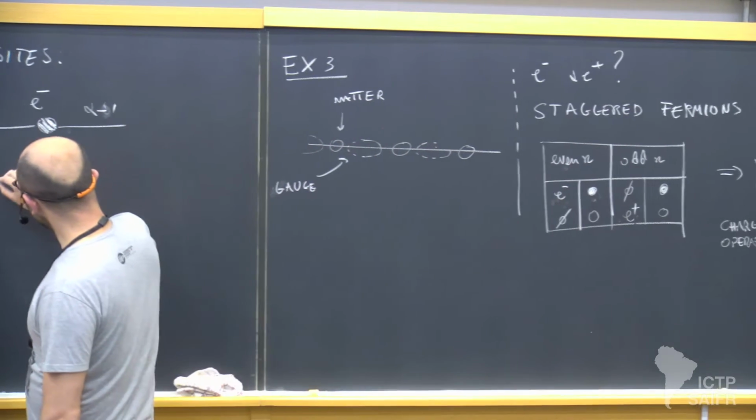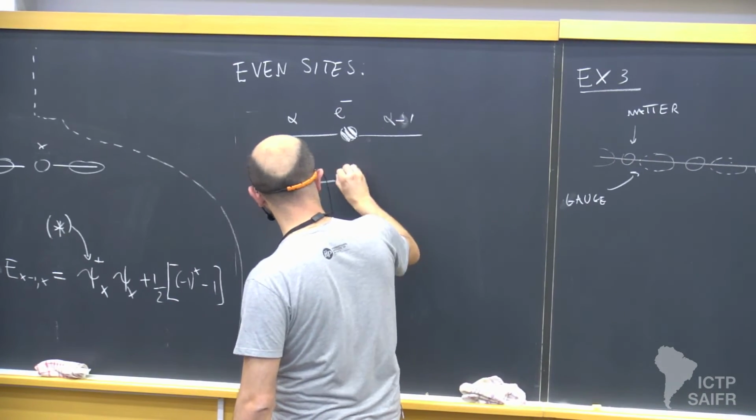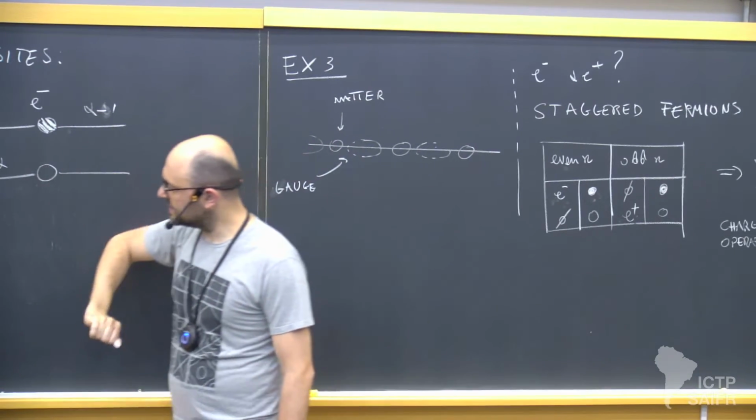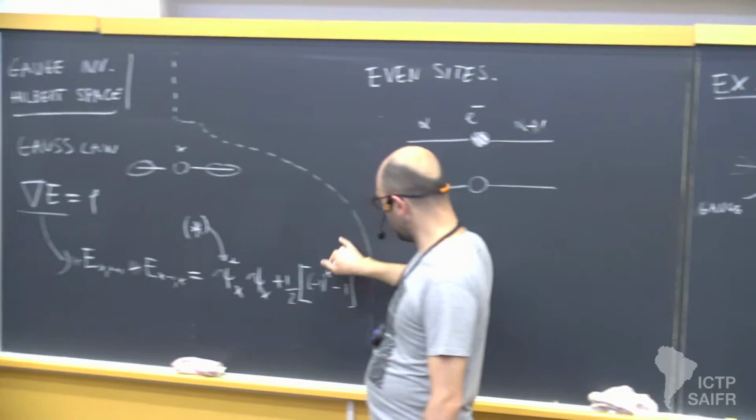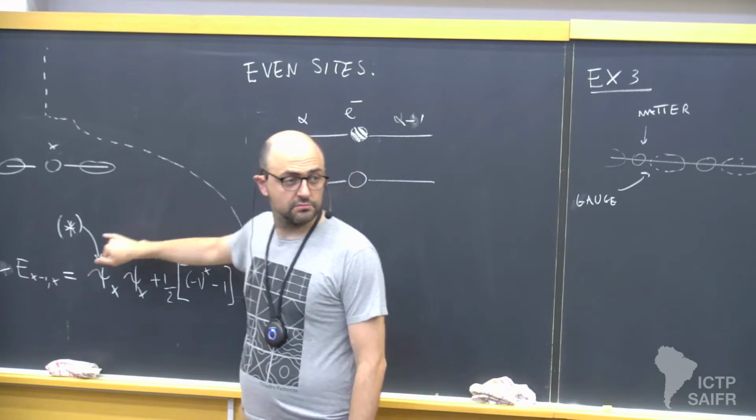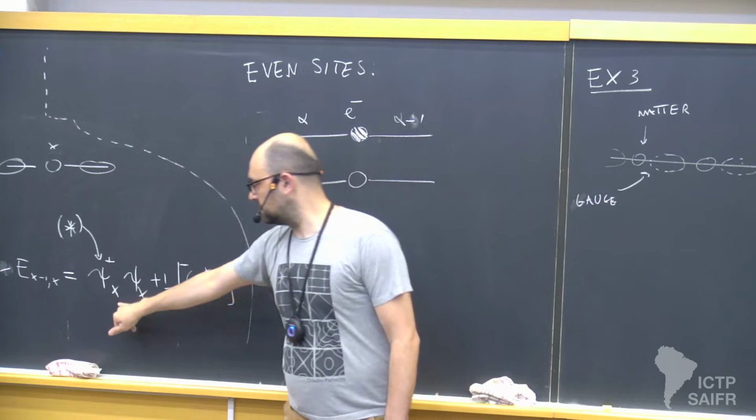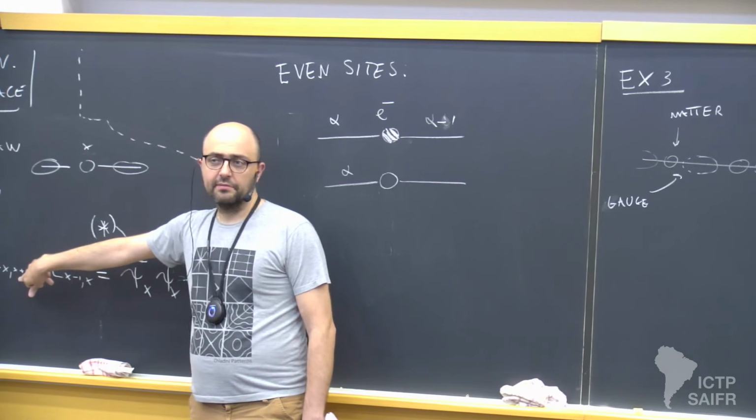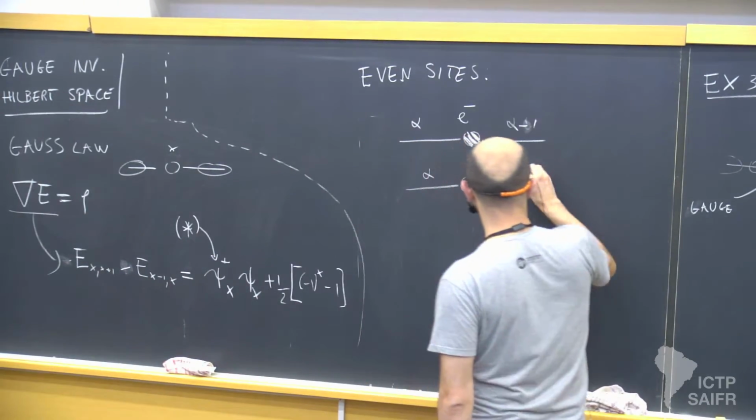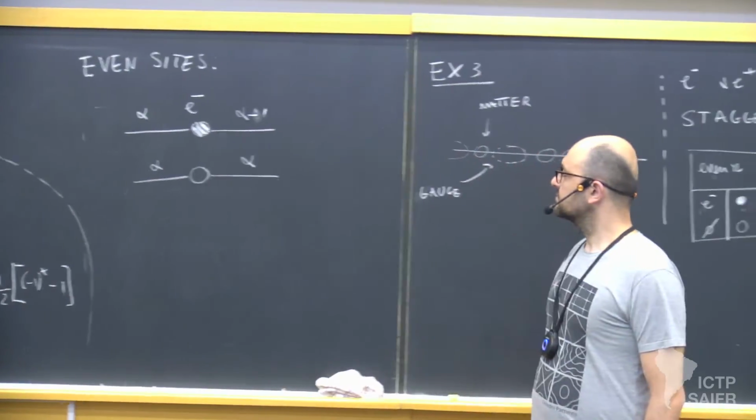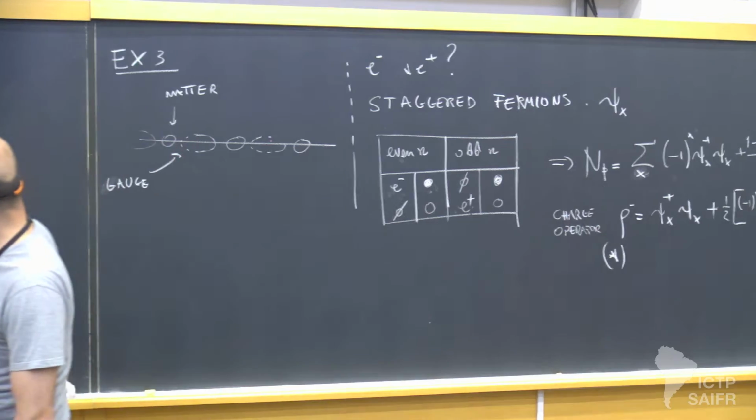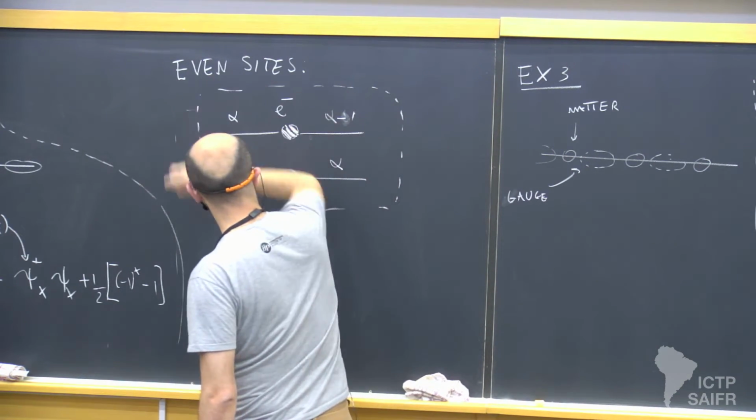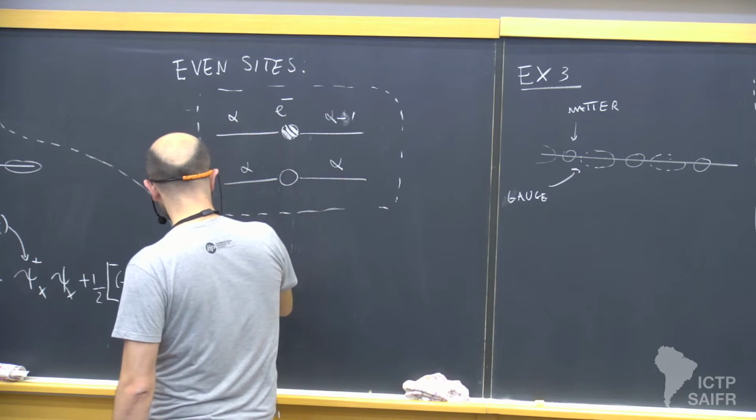Now let's do the same thing instead if we have alpha, and here we have an empty site. If here we have an empty site, what is happening is that the part on the right is equal to 0, because this is 0 and this is 0, on even x. So the two electric fields have to be the same. So alpha is equal to alpha. So this is our gauge invariant Hilbert space on even sites. We can do the same on the odd sites.